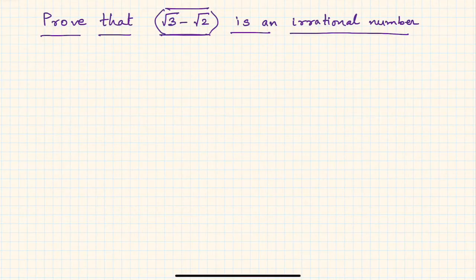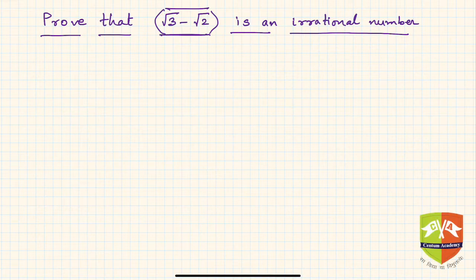Hi folks, once again welcome to this session on number system. In this session we are taking up another question, and the question is: prove that root 3 minus root 2 is an irrational number. Okay, so you have to prove that root 3 minus root 2 is an irrational number.